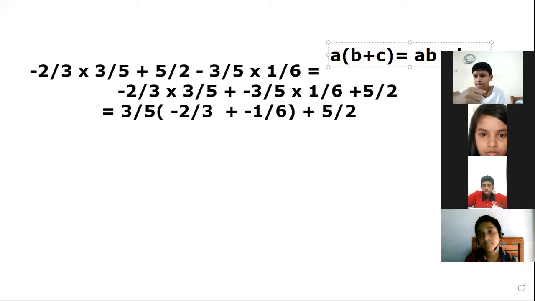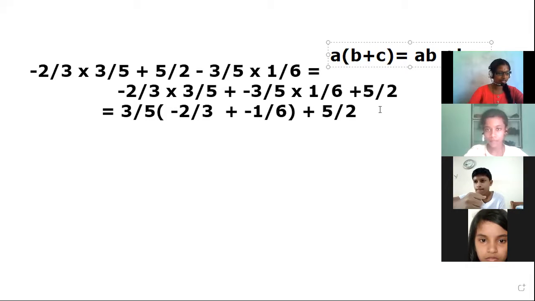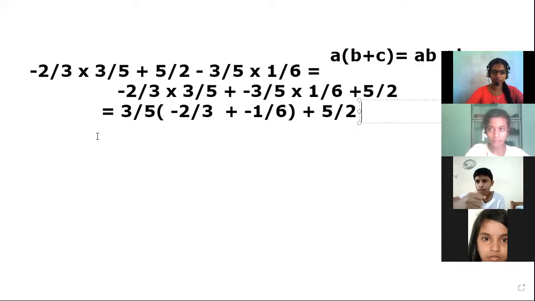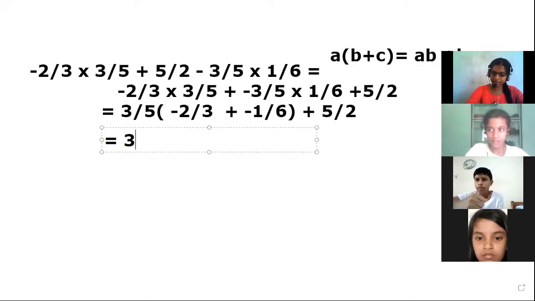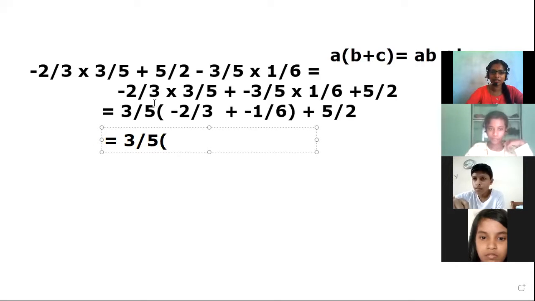Okay, that's fine. Then, using this, I'm going to write, which is equal to 3 by 5, and what about inside the bracket? Here is minus 2 by 3 and minus 1 by 6. What is the sum of minus 2 by 3 and minus 1 by 6?